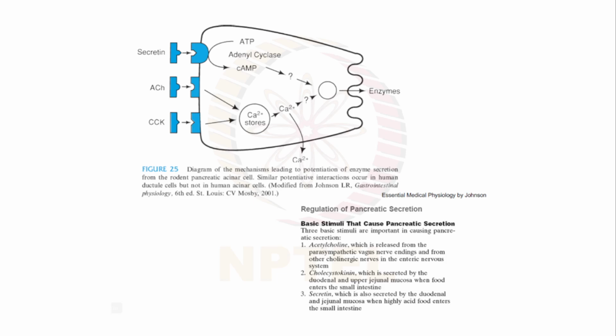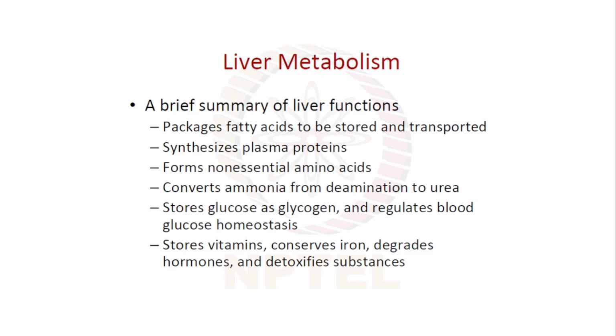the help of a secondary messenger, the cAMP, which will lead to the secretion of the enzymes, the zymogen vesicles, outside the cell, which will then further release the enzymes into the intestinal tract where they will perform their function. So these are the three stimuli: secretin, acetylcholine, and cholecystokinin (CCK), which actually work in the secretion of these zymogen vesicles.